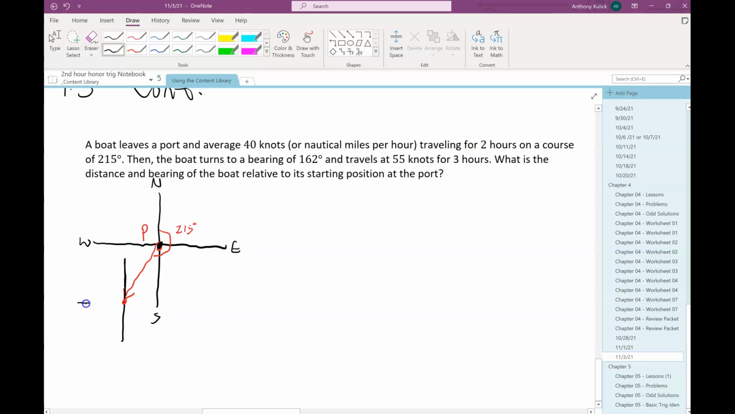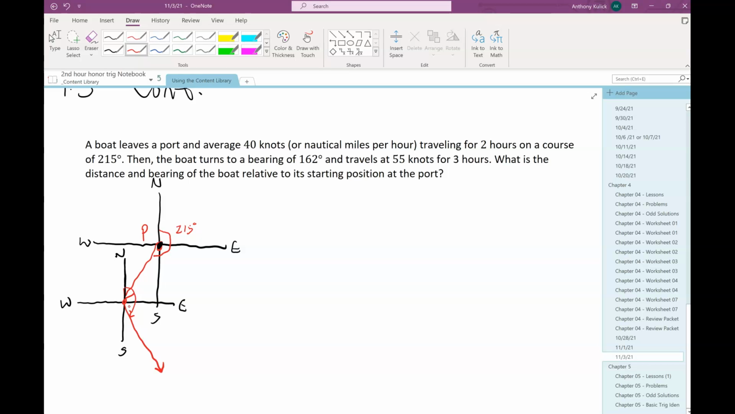Okay. And then I'm going to make another XY axis, and I'm going to place the new location of the boat at the origin, because then we're going to turn course at 162 degrees. So 90 and then like 72 more. So we're going to be down here somewhere. Everybody's okay with that?